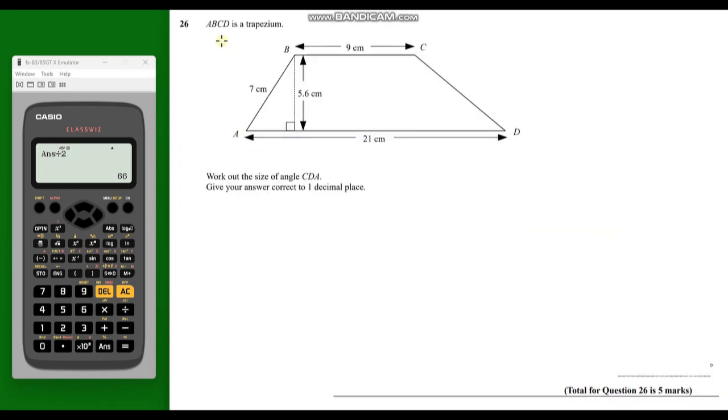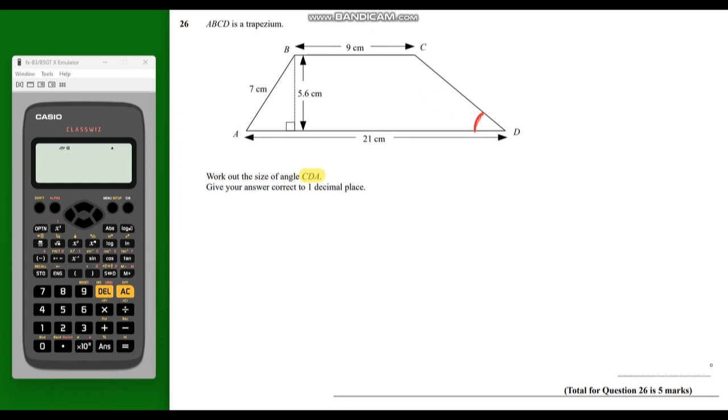Question 26. ABCD is a trapezium. Work out the size of angle CDA. Give your answer to 1 decimal place. So first of all, where is angle CDA? Well, CDA, that is over here. So this is the angle we're trying to work out.